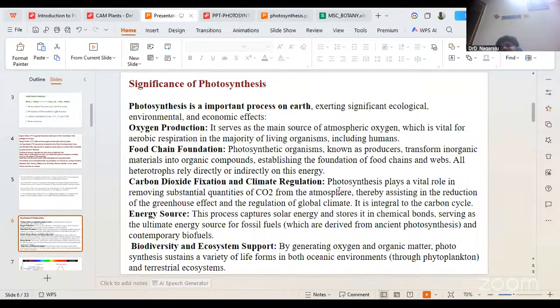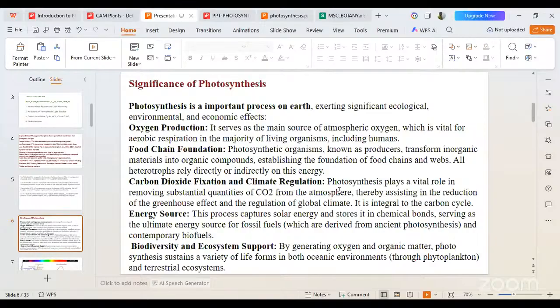And also for the absorption, fixation of the carbon dioxide. If there is more carbon dioxide in the atmosphere, what will happen? Global warming, increase of the temperature. Now you see in the European countries, temperature is increasing. They are facing so much heat, with heat waves. Heat is trapped. If there is more carbon dioxide, more heat will be absorbed. That causes global warming.